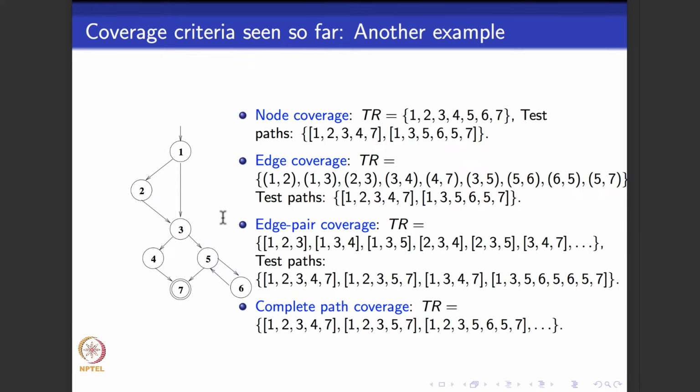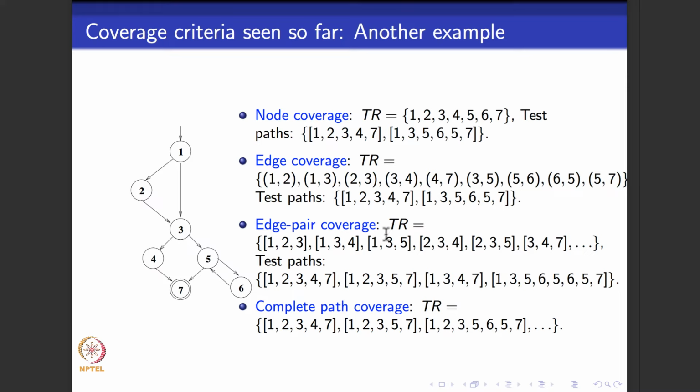Similarly, on this graph, how do I do edge coverage? How many edges are there? So many edges, right? 1, 2, 1, 3, 2, 3, 3, 4, 4, 7, and so on. The test requirement says you visit all these edges, which is the set of all edges in the graph. What are the 2 test paths? They're very similar to node coverage, because edge coverage is also meant to subsume node coverage. If I do this test path, 1, 2, 3, 4, 7, I visit all the edges that occur on this side. Now I write another test path that covers the missing edges: 1, 3, 3, 5, 5, 6, 6, 5, and 5, 7. Between these, I have done edge coverage.